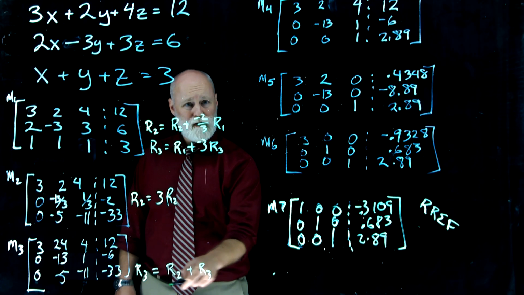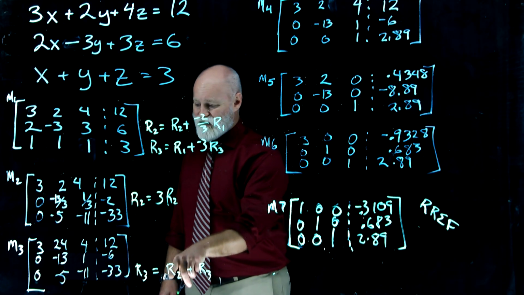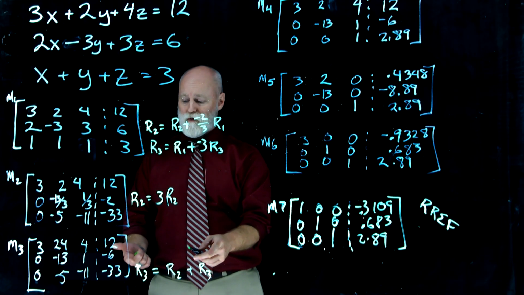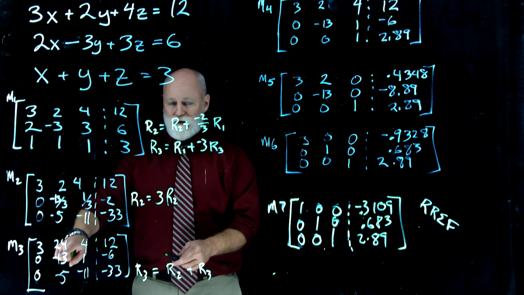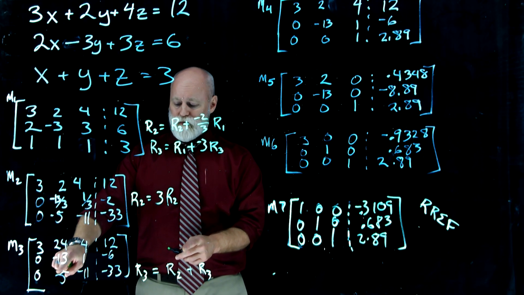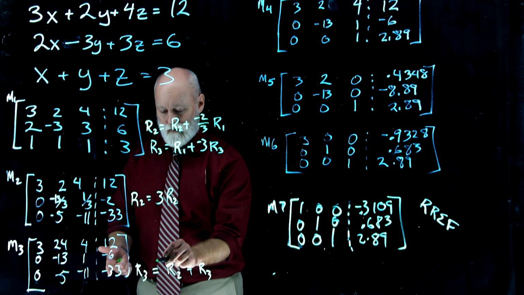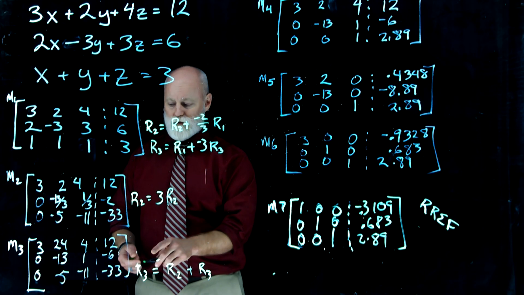So I'm going to do row 2 plus row 3, but I need to do something to row 2, or I need to do something to row 3, either way. One thing I could do is look at this and say, well, they're both negative. I need the signs to be different. So whatever I do, I need to multiply by a negative. All right? I'm going to do this to row 2.